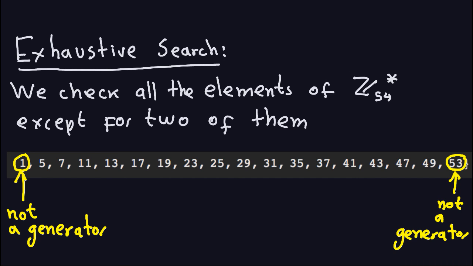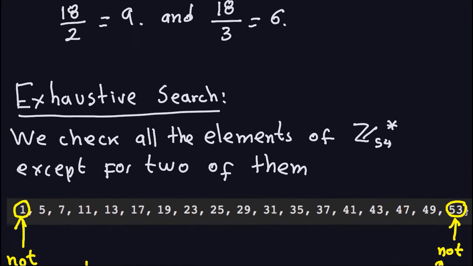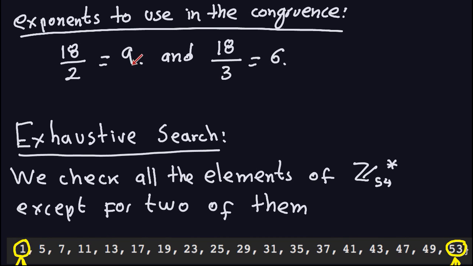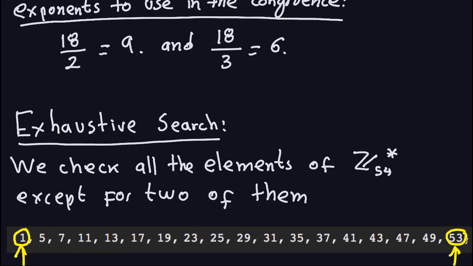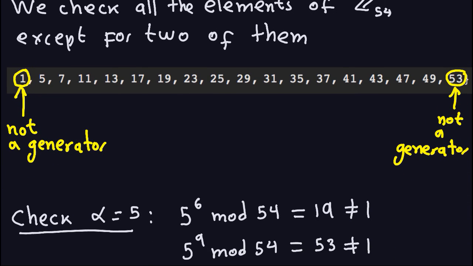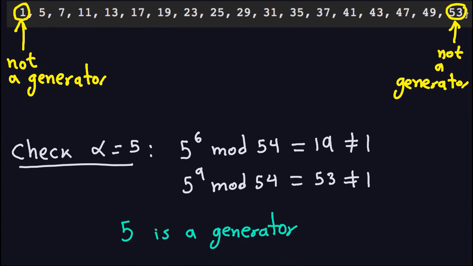So I'm going to start with 5. I have to check if 5 is a generator or not. So I have to take 5 to these two exponents that I have here, 9 and 6, and check that it's not congruent to 1 modulo 54, and see if they pass the test. So I take 5 to the exponent 6, that's phi of n divided by p, modulo 54. If you do this computation, the remainder will give you 19, which is of course not 1. So that passes the test for that particular prime.